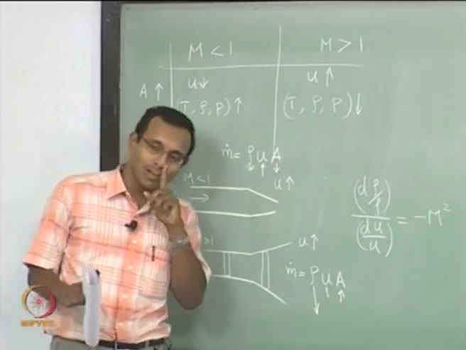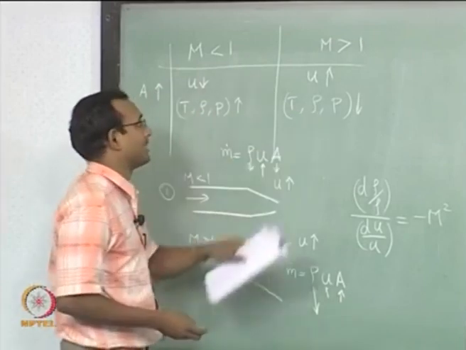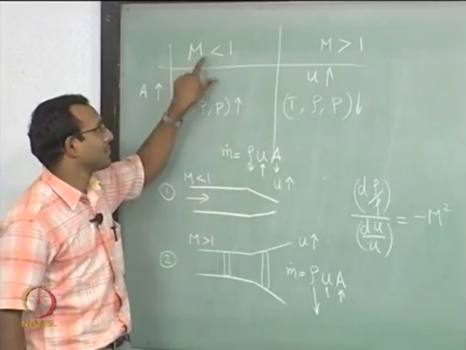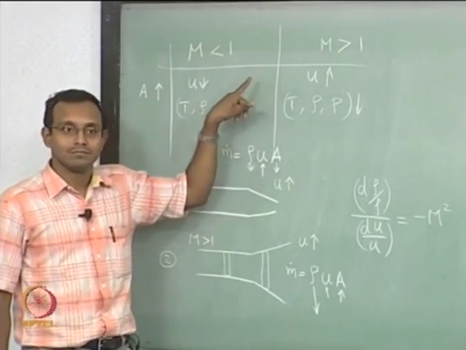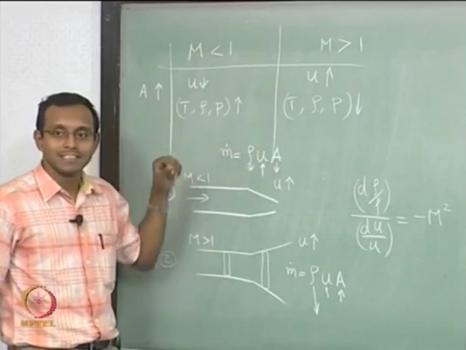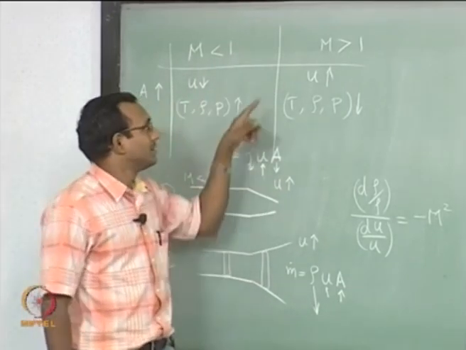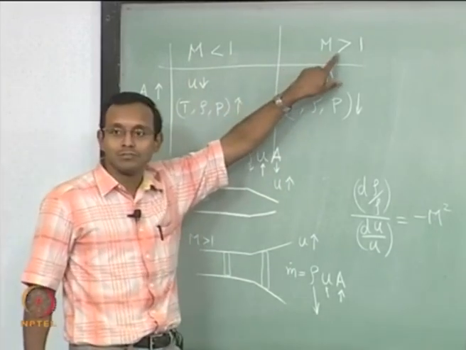But there was one small gap which we never filled. Remember the last time when we were doing this whole table, we said I have to decrease area so that my Mach less than 1 flow will go close to Mach 1. But then I said if my Mach number is slightly more than 1, then I can increase area and accelerate the flow further to more supersonic.